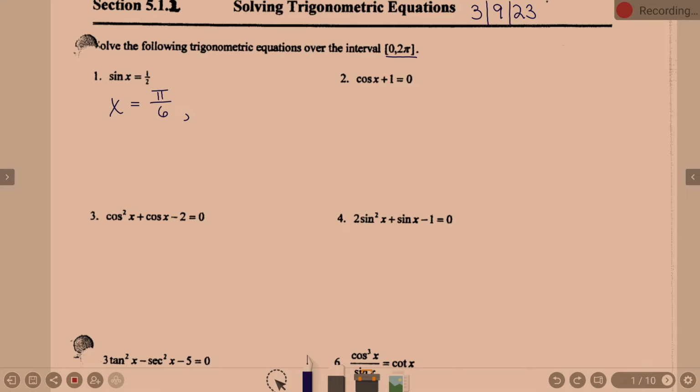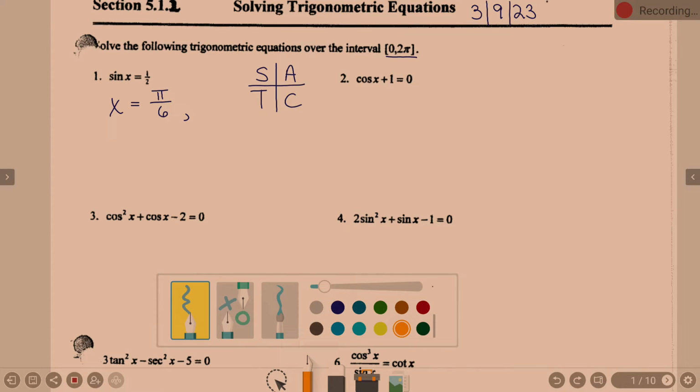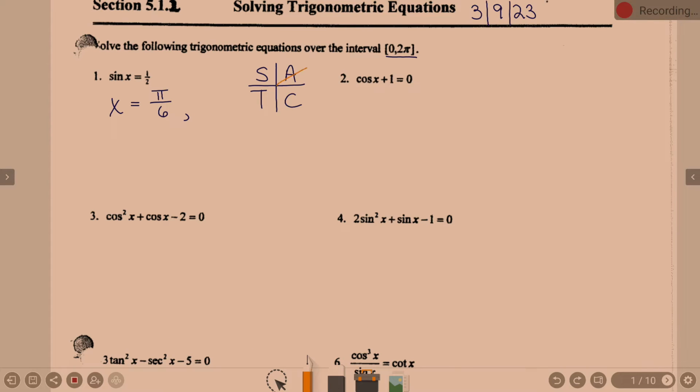So, our interval is 0 to 2 pi, right? Would it be the negative? No, because that's the opposite direction. So my hint is all students take calculus. Sine is positive in the second quadrant. And what did we already have as an answer?